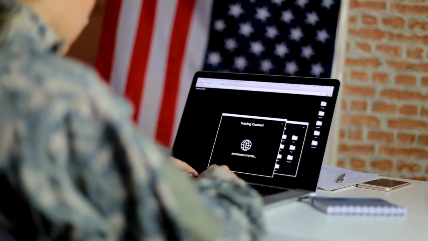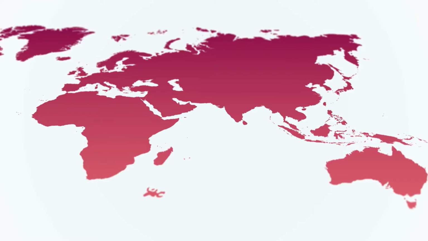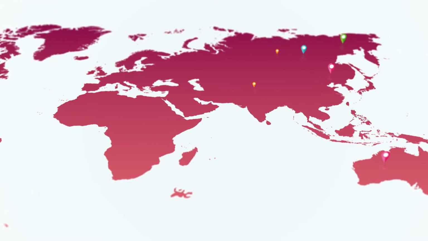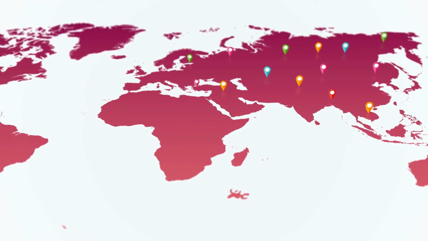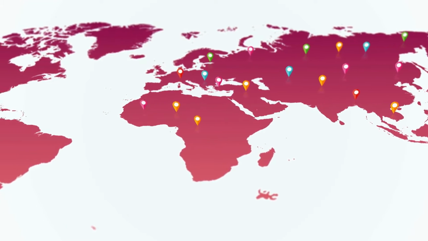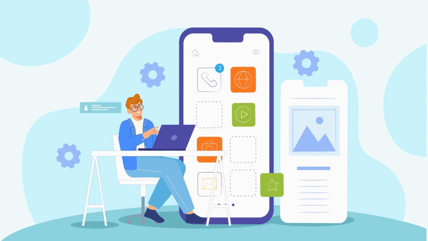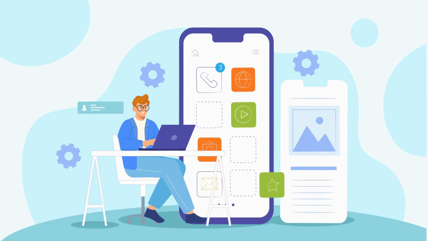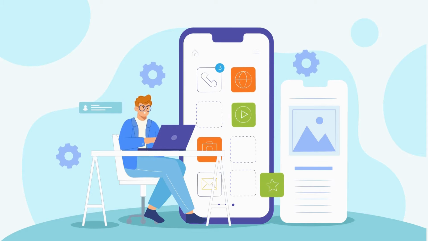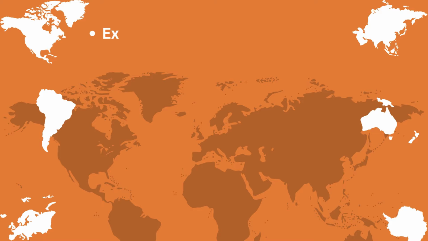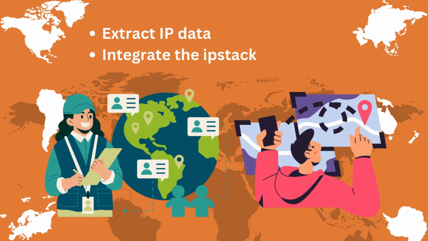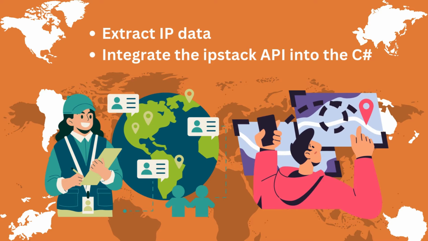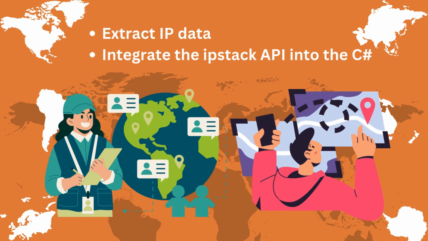Ipstack IP Location API for C# analyzes users' IP addresses and provides information such as geographical location, internet service providers, and devices used. These tools offer app developers the opportunity to both better understand users and personalize their apps more effectively. In this video, we will first learn how to extract IP data more closely. Then we will integrate the Ipstack API into the C# programming language step by step and extract the IP data.